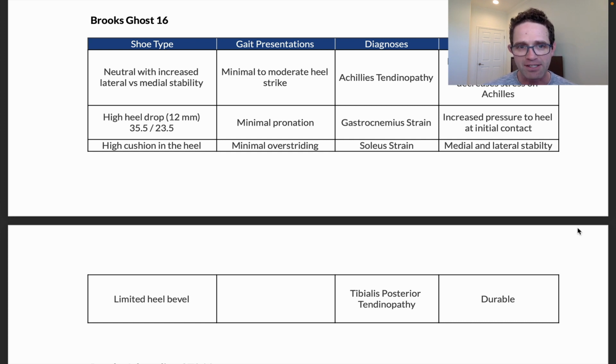stability. This is not a stability shoe. And some minimal overstriding as well. Again, minimal because we do have a decent amount of heel drop. And again, we want to be careful with how much impact goes through our bodies here. Also, these shoes do have a limited heel bevel as well, which is also going to add to that promotion of an early heel strike, potentially.